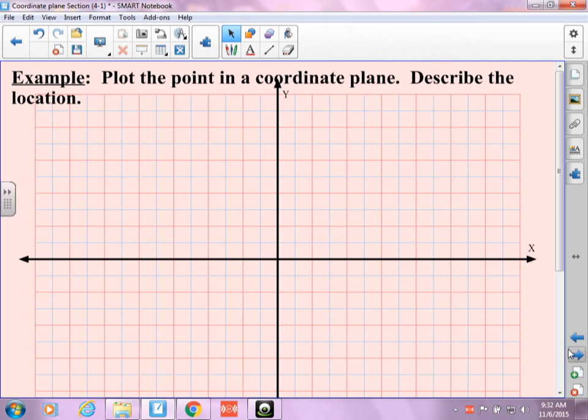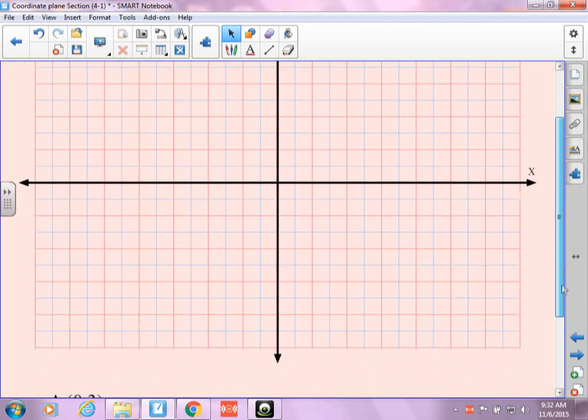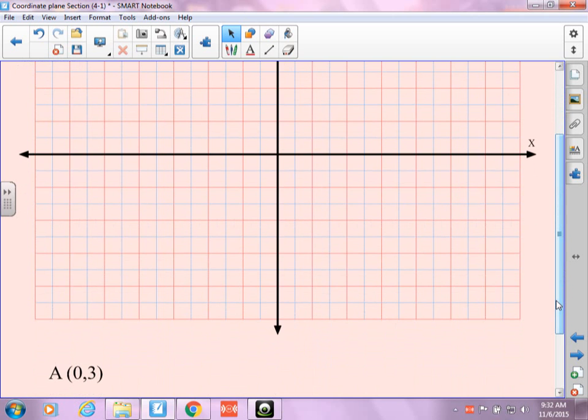We're going to plot the point in the coordinate plane, and we're going to describe the location. And so you'll notice at the bottom here, it says 0, 3. So this is how you're going to do this on your homework. You're going to find 0, 3. The dot is right there. And we're going to say A.